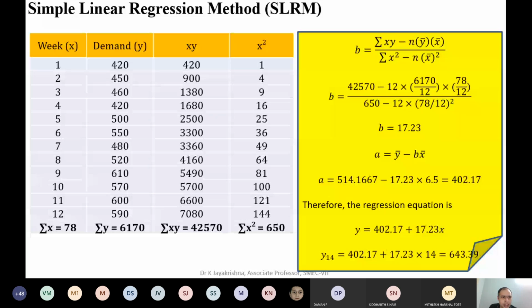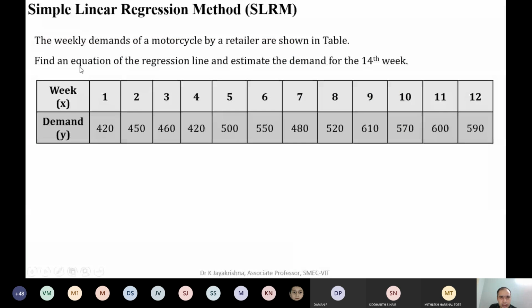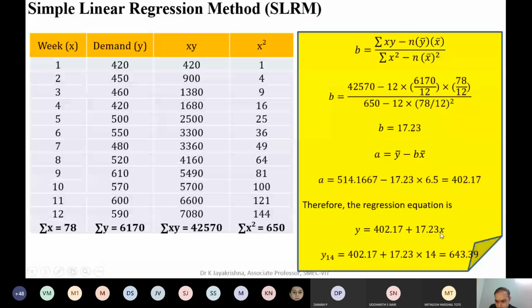So in this problem, we are asked to find an equation of the regression line and estimate the demand for the 14th week. For the 14th week, we don't know the demand, the independent variable. So in this place of small x, I'm substituting that 14. And I got the value for the 14th week: the demand is 643.39, that is 644 items.